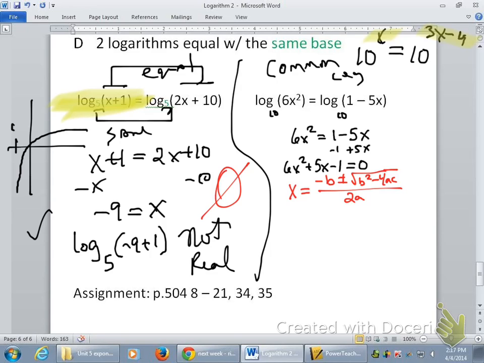All right. Fill in the blanks. I've got negative b. That's going to be negative 5 plus or minus the square root of 5 squared minus 4 times 6 times negative 1. You see where all those numbers come from? 2 times 6. Yes, it's been a while. Now, slow and steady wins the race here. I've got negative 5 plus or minus the square root of 25 plus 24. Do you notice the sign change? Divided by 12.